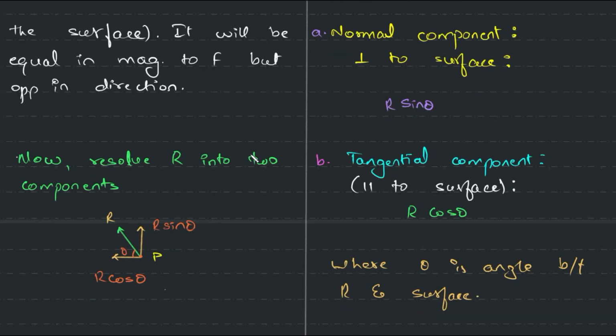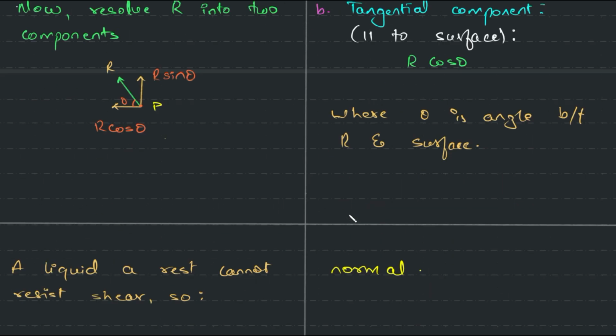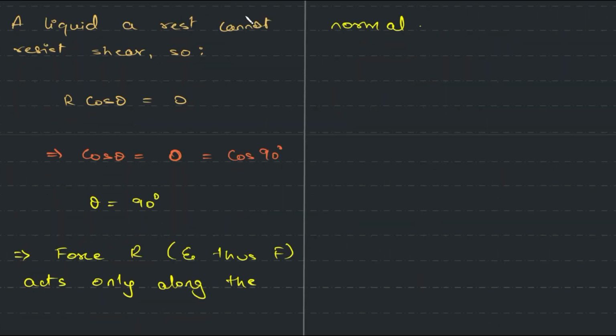So this is where our proof by contradiction should be used. Tangential component: a liquid at rest cannot resist shear stress. So R cos theta component has to be 0. So cos theta has to be 0, of course. So theta has to be 90 degrees. Since theta is 90 degrees, what does that mean? Force R and this force F act only along the normal. There's no other place it can act if it's at rest. So it cannot act in any other direction.